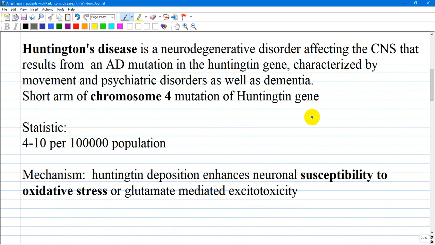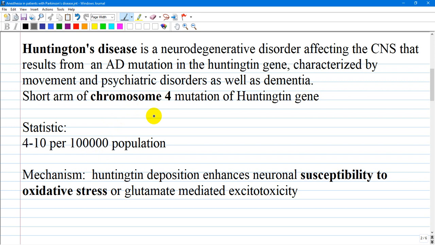Huntington disease is a neurodegenerative disorder affecting the central nervous system that results from an autosomal dominant mutation in the Huntington gene. It is characterized by movement and psychiatric disorders as well as dementia and occurs in 4 to 10 per 100,000 of the population, due to the mutation of chromosome 4, which results in production of an abnormal form of protein called Huntington.